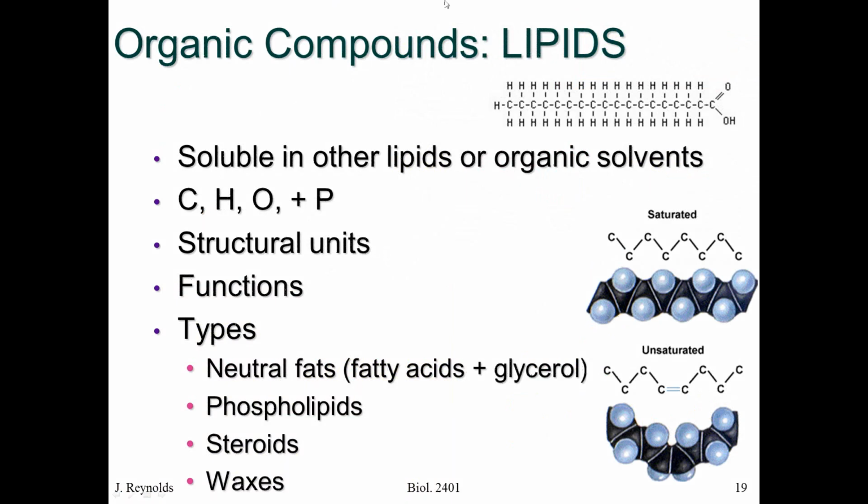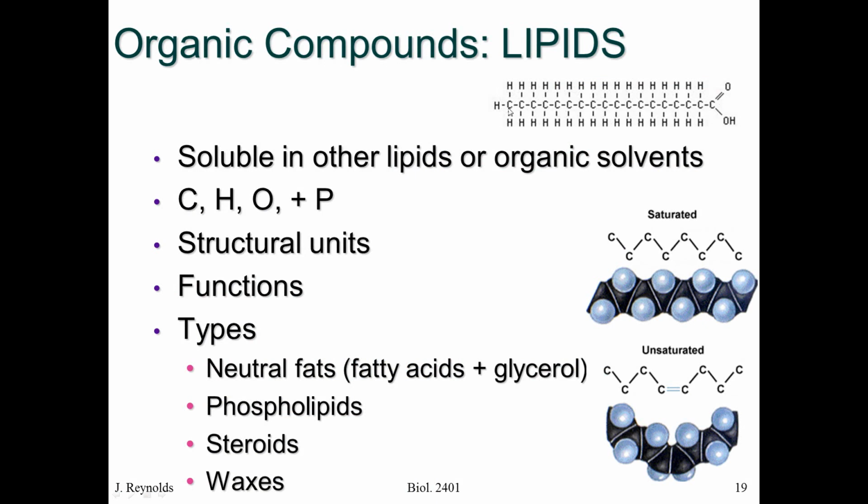Okay, go into the lipids. Lipids have got carbon, hydrogen, oxygen, and sometimes phosphorus. The lipids can be very different from each other because there are different types. I'm going to start out talking about the neutral fats. They're the most common guys. So just focus on neutral fats. So look at the molecule up here.